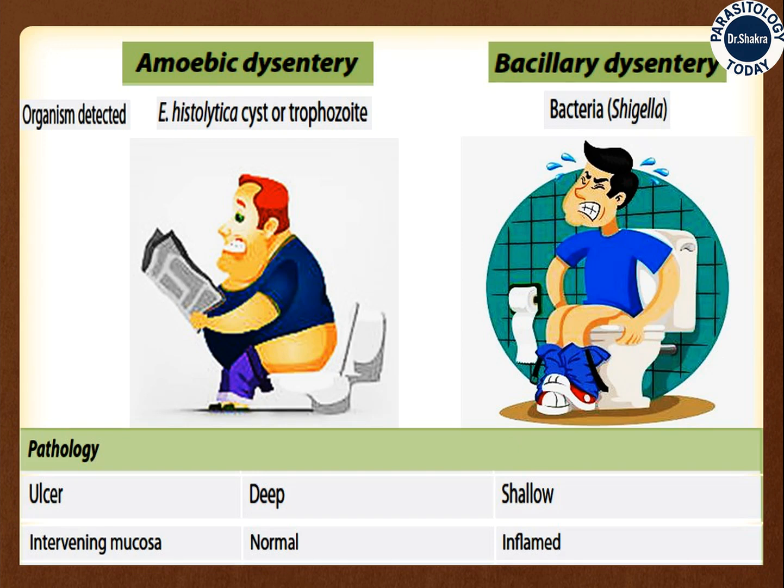This image is a comparative illustration of amoebic dysentery and bacillary dysentery, highlighting differences in their causative organisms and pathology. 1. Amoebic dysentery. Organism detected: Entamoeba histolytica cyst or trophozoite. Pathology: ulcers, deep. Intervening mucosa, normal. 2. Bacillary dysentery. Organism detected: bacteria Shigella. Pathology: ulcers, shallow. Intervening mucosa, inflamed.